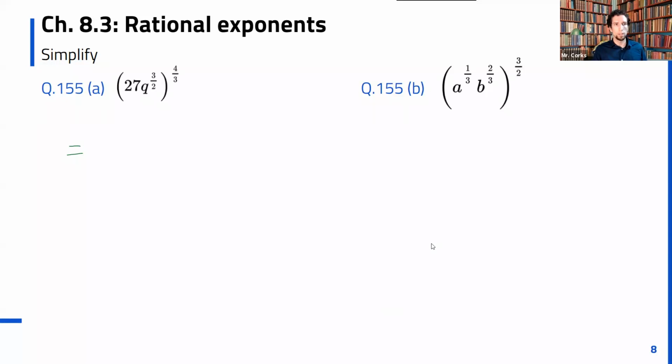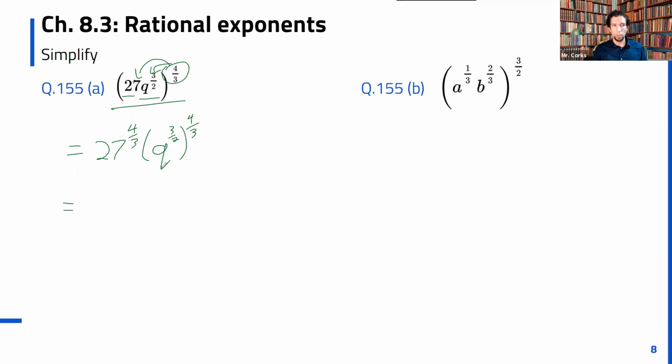Okay, let's take a look at these. The one on the left here, we have an exponent on the outside, just like our other expanding examples. We have two things on the inside, so apply the exponent to both of them. So 27, we don't need brackets here, 27 to the exponent 4/3, and then also q to the exponent 3/2, that to the exponent 4/3.